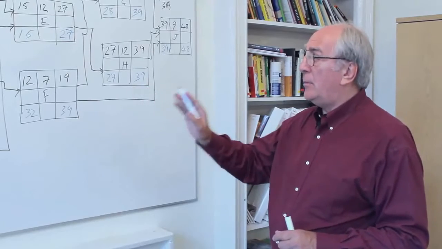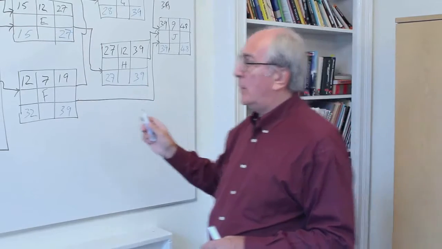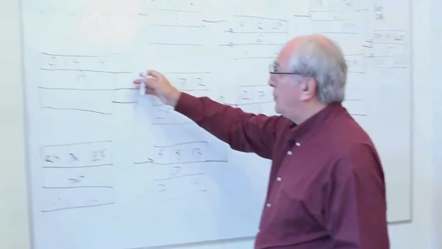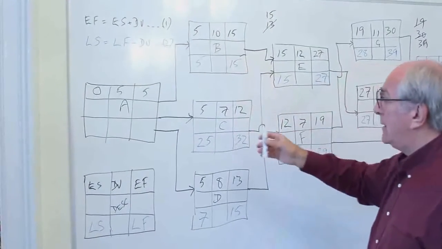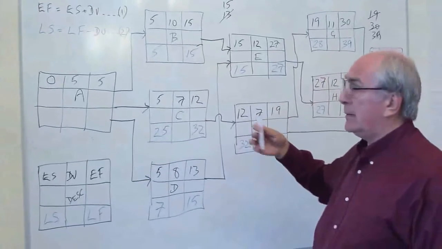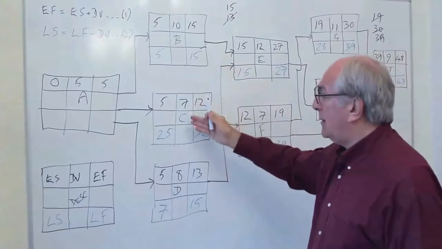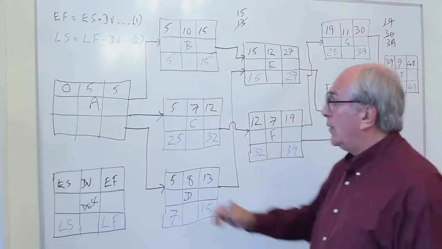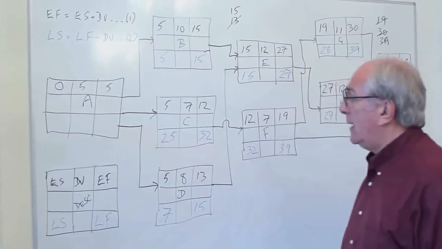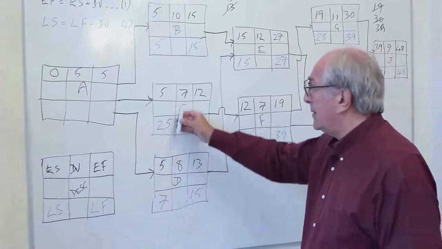Now, this could have happened at any stage in the network where we had two or more successors to an activity. It didn't happen down there because the job wasn't that complex. But here we've got three activities that are held back or restrained by activity A. So the late finish of activity A is determined by three succeeding activities.